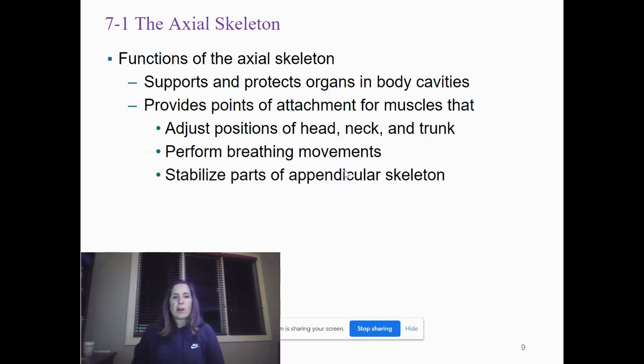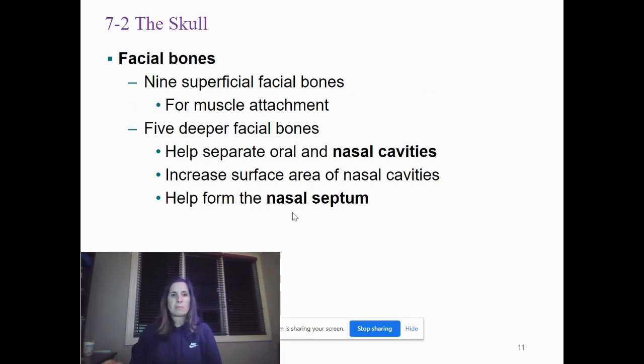Before we get started looking at all of the different bones, I want to make sure that we go over the functions again of the axial skeleton. Obviously, those bones we talked about, a big one is support and protecting the organs in the body. Also, there's parts on these bones that allow for attachment of muscles, allows our head to be positioned, our neck, our trunk, allows breathing, movements. You're going to see with the skull, we can move our head back and forth. We'll get talking about that. And then also helps stabilize all the other parts of the skeleton, which are the appendicular skeleton.